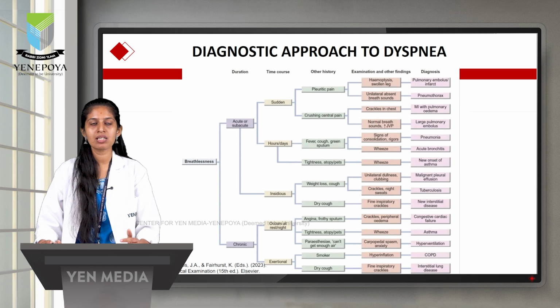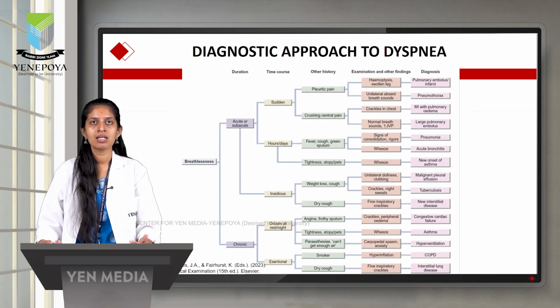So if you look at the first aspect, how the person is getting breathlessness, it can be based on acute or chronic. If it is acute, as I already mentioned a few slides back, with the specific question we can ask whether the person is having sudden onset of dyspnea, or whether within hours or days the person is getting dyspnea, or whether it is insidious dyspnea.